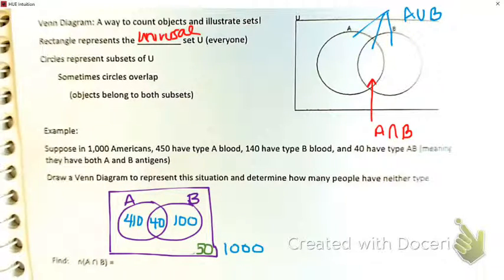All right, this is supposed to be 450. Okay. All right, next question. The question here said determine how many people have neither type. So the answer here was 450 because they have neither. Okay, and then underneath there it says find, and it says an N, that just means the number. And then it says A intersection B, so how many is that? 40.